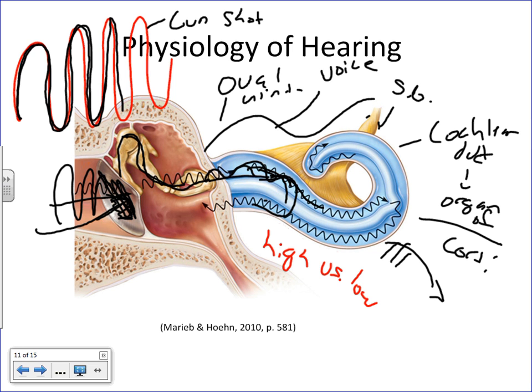Okay, versus if you listen to my voice or a dull kind of sound, it's going to pass a lot farther through the scala vestibuli, and it won't displace the basilar membrane until you get towards the apex and the very tail end of the cochlea. And then that dull energy may almost be completely dampened by the time it even hits the round window. All right.